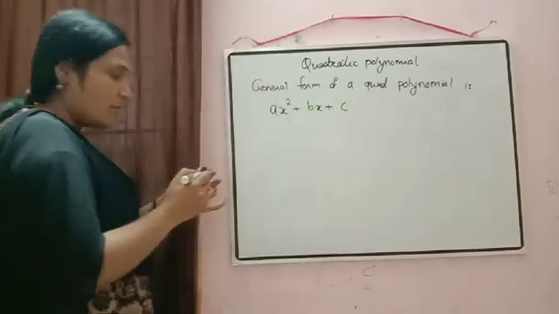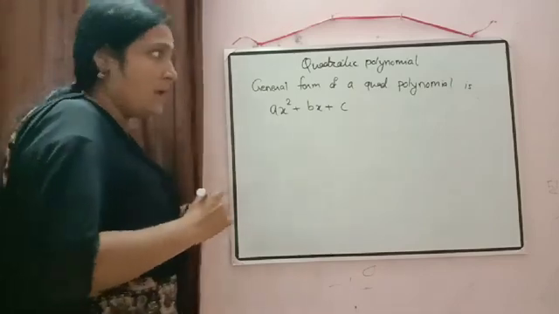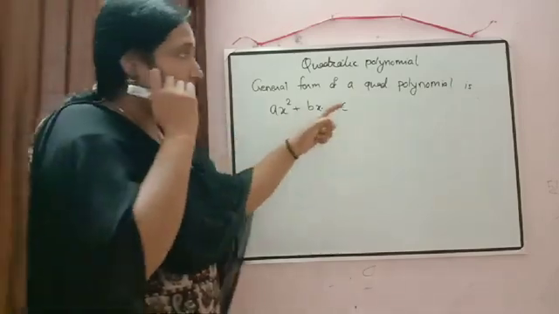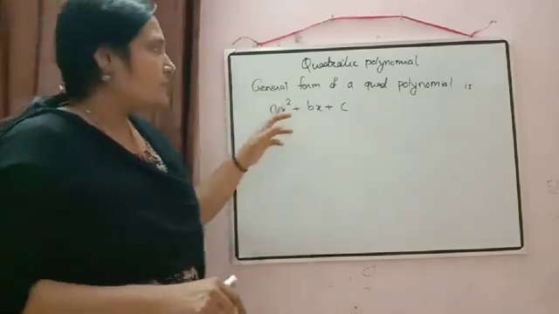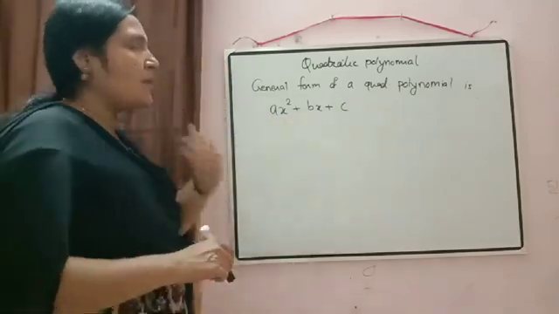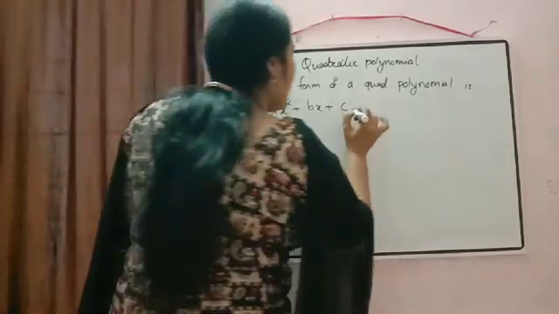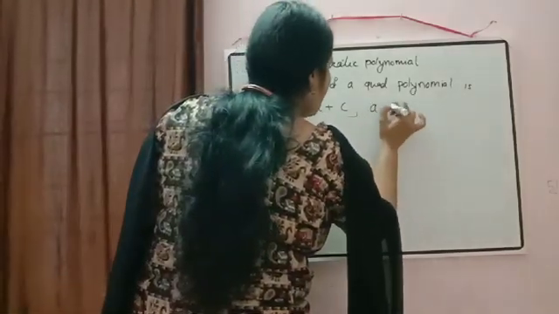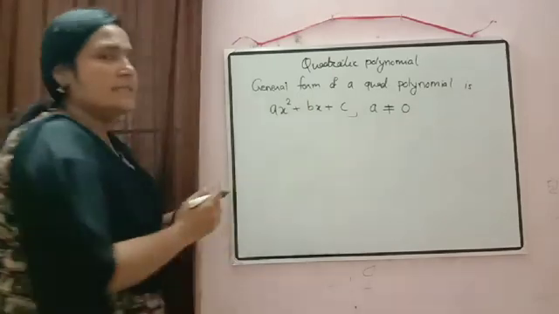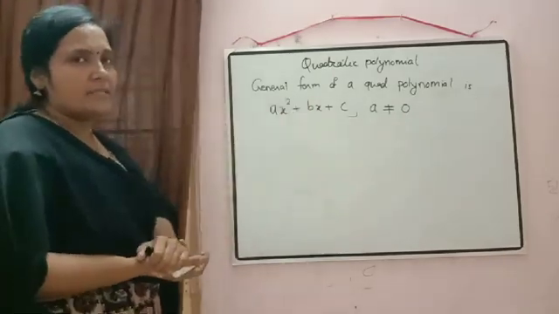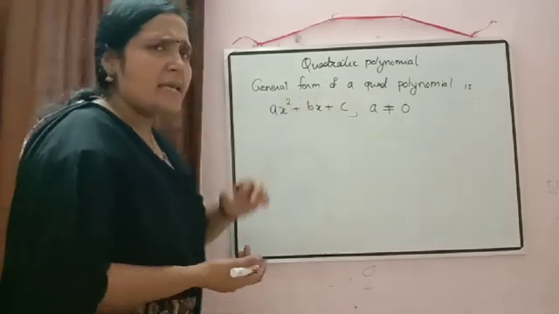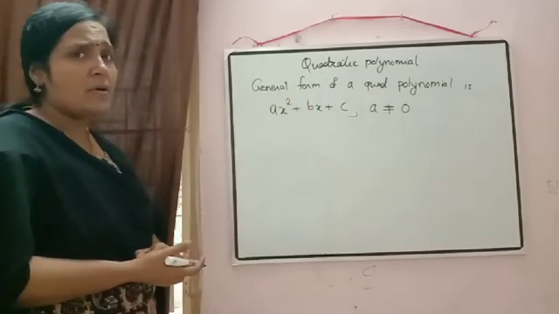Just check here. I wrote a quadratic polynomial, not an equation. That's why I haven't written it is equal to 0. So this is the general form of a quadratic polynomial, provided the condition a not equal to 0. So why are we saying here that a should not be equal to 0?